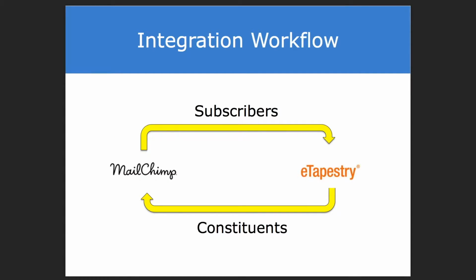Although eTapestry comes with a mass email feature, many eTapestry users send email campaigns through an alternative email marketing platform like MailChimp. The problem is that using non-integrated email marketing systems presents a few challenges. Number one, how do I get my subscriber lists into eTapestry as new accounts? And number two, how do I get my constituents into MailChimp as new email subscribers?